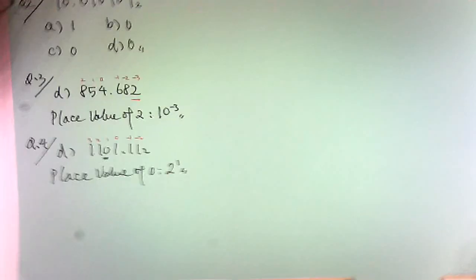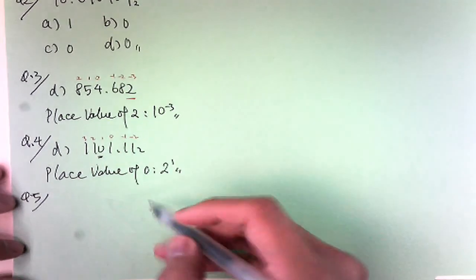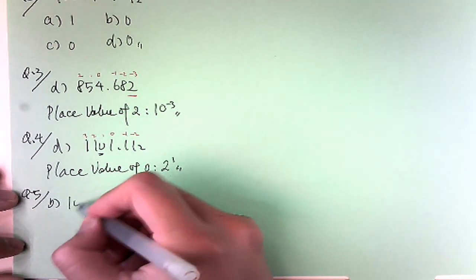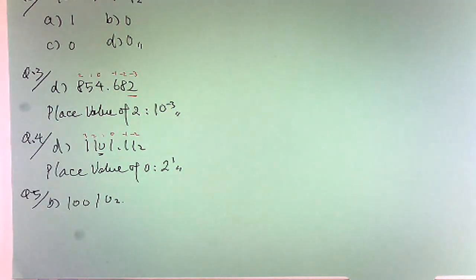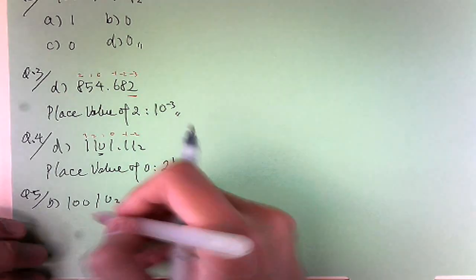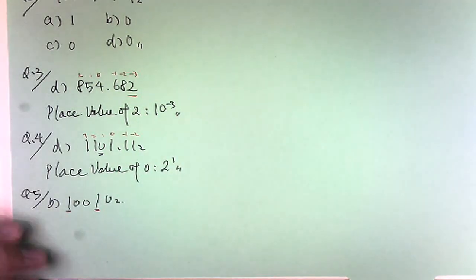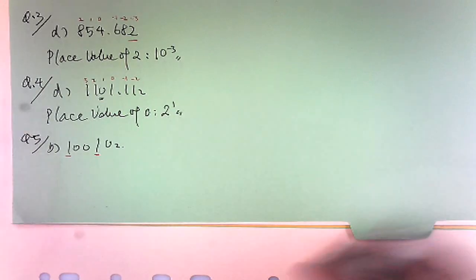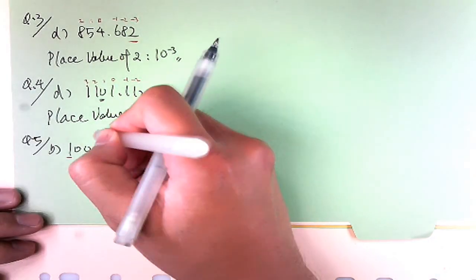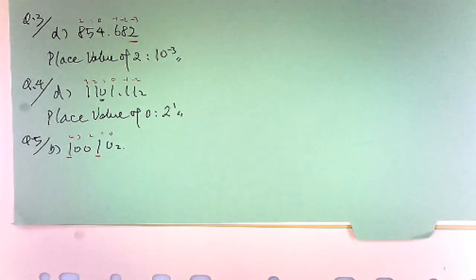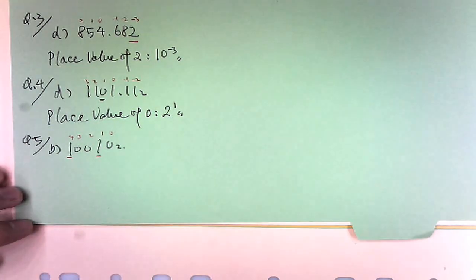So next, we go to number 5. I will just do one part. B, 10010. What it asks is the difference between the value of the leftmost one and the rightmost one. Meaning you have to find out the difference between these two ones. So you have to mark all the power first. Understand? 0, 1, 2, 3, 4.